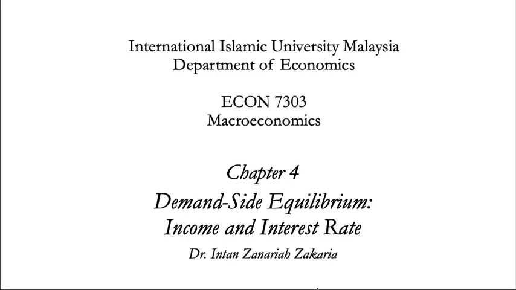We continue with chapter 4 for this module, and this is about the demand side of equilibrium again. But this time we want to look at not only the equilibrium in the form of aggregate expenditure equals output, but we want to expand it further by looking at income and interest rate. So that means we want to find equilibrium income and interest rate as well, on the demand side of equilibrium.